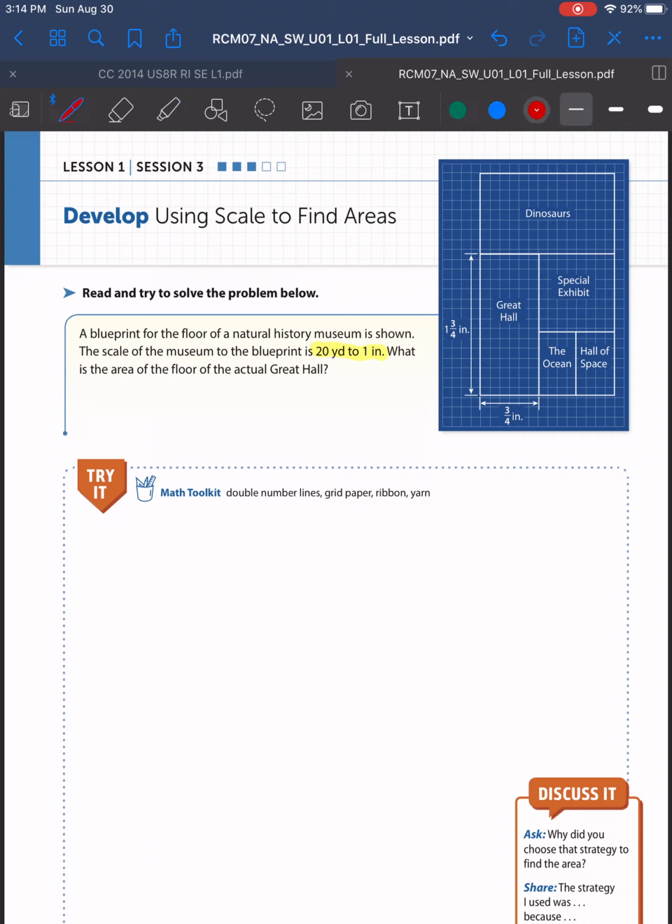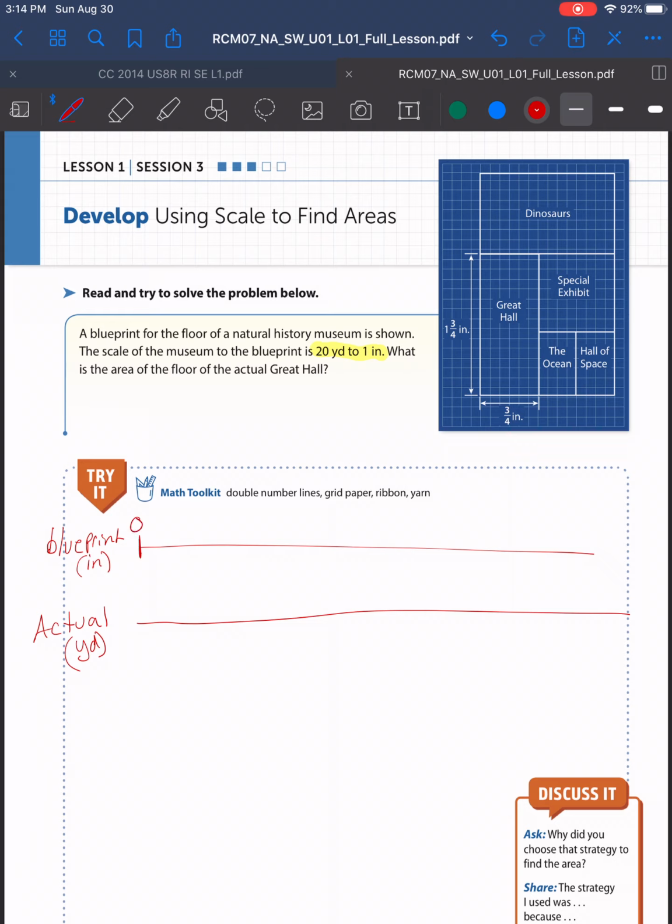Okay, so if I were to do this, I would think of a number line here, and this is for inches. This is the blueprint in inches. And let's have the same number line below. This is going to be actual, and this will be in yards. Okay, so if I have 0 inches on the blueprint, how many actual yards do I have in real life? Well, that's easy, 0. Now, I do know 20 yards is 1 inch.